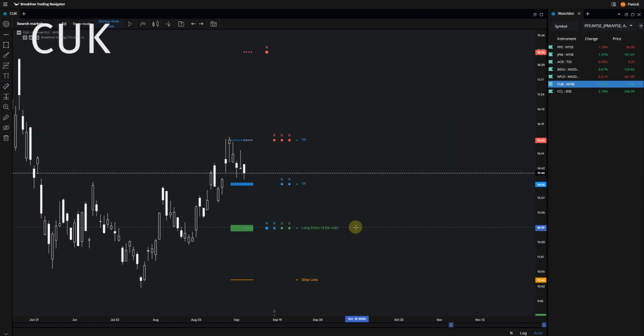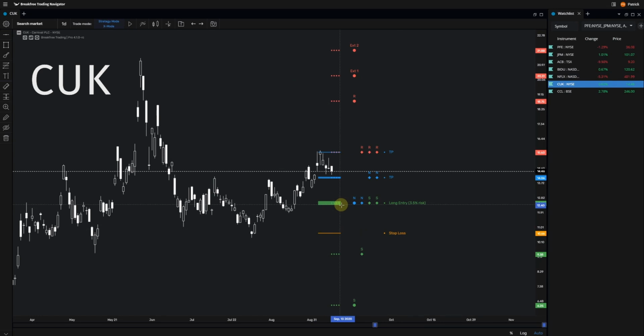Moving on to CUK. This is another fresh long entry we can take on CUK. Put your long entry here. Again, just take the values from the BFT panel, and then you should be good to go.